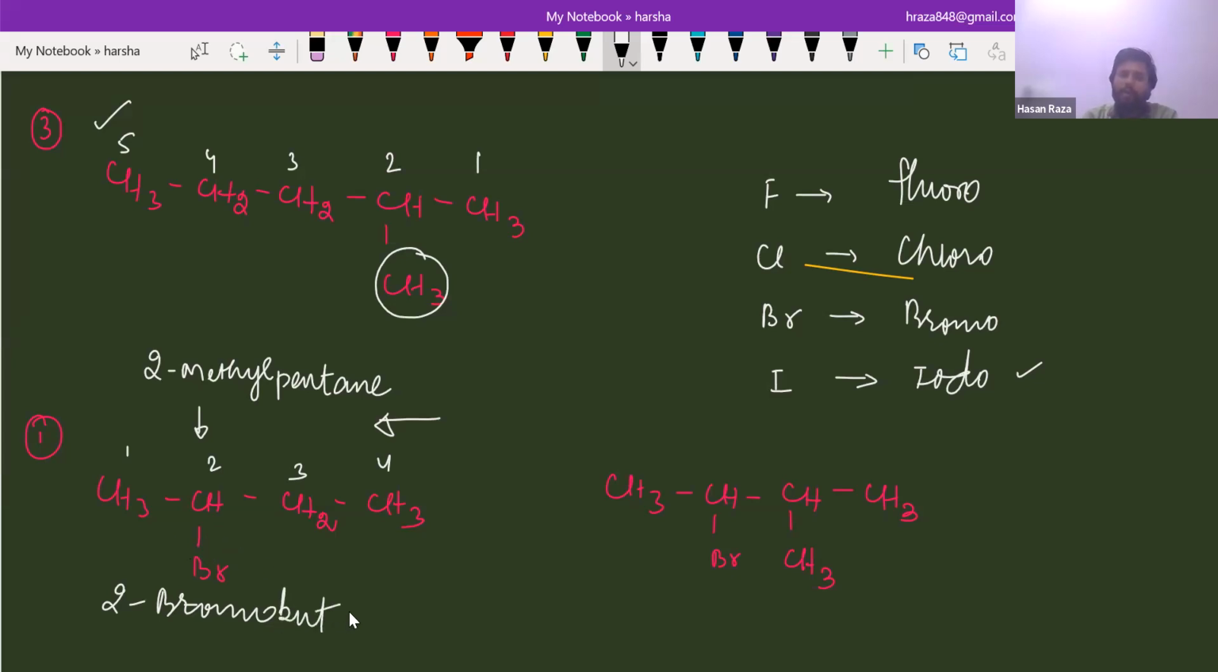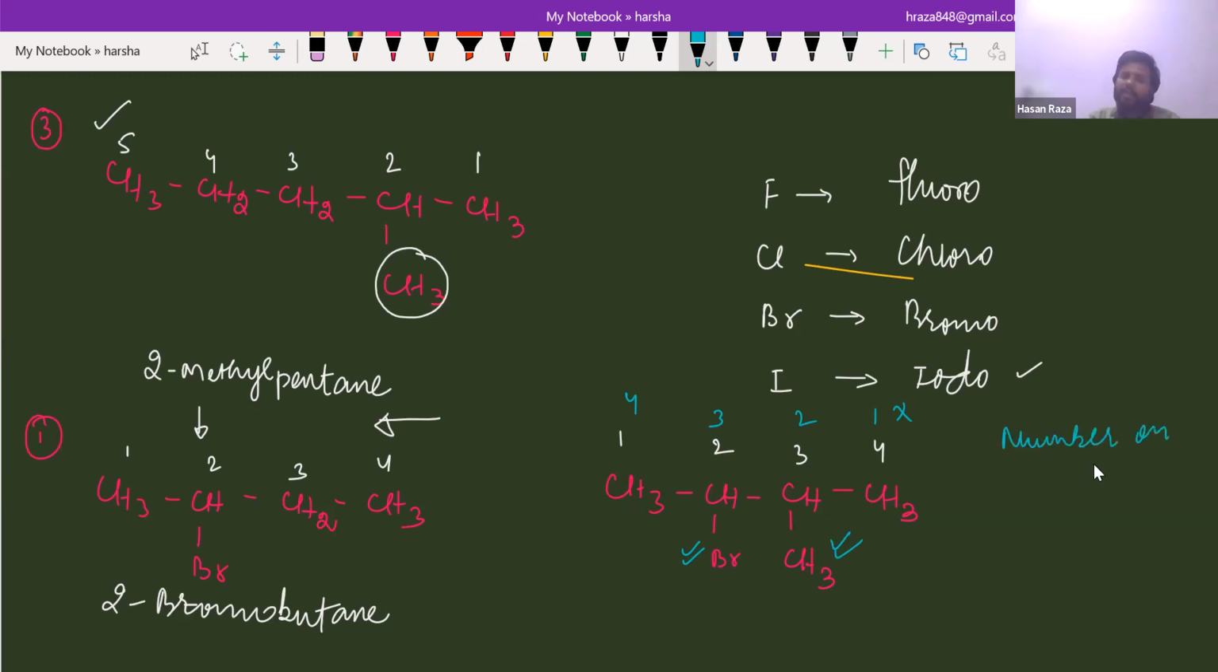4 carbons, so it will be but, and all are singly bonded, so it will be ane. Again, if you are going to do numbering from left to right, that will be good. And if you are going to do numbering from right to left, it will be wrong. Why? It's very important to note that if you are going to do numbering from left, the branch gets the second position. In the same way, if you are going to do numbering from right to left, the branch will again get the second position. But in this type of case, we do numbering on the basis of alphabets.